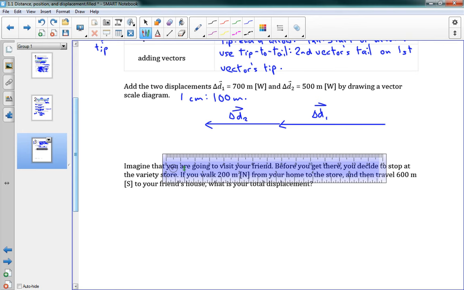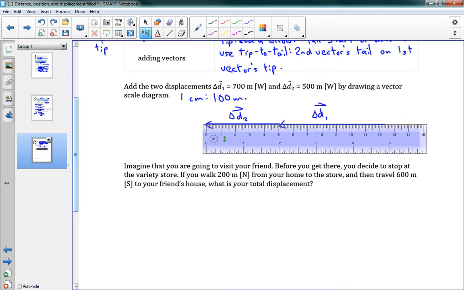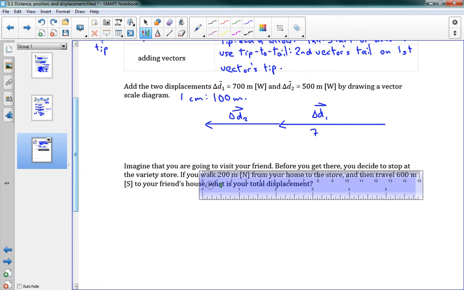And then the idea here is that we can measure the total length. I can put that at 0. I measure the total length, and well, I haven't done a very good job of my scale diagram, because I should get 7 plus 5 is 12, and you can see that mine ended up being a bit longer than it should be. So hopefully when you do yours, you're a bit more accurate. But here we had 700 meters, here we had 500 meters, so the total displacement is equal to 1200 meters west.